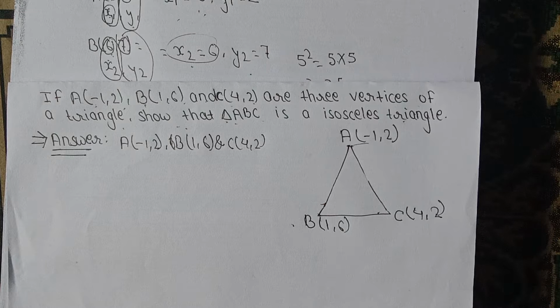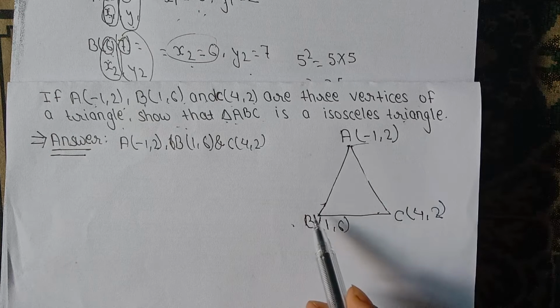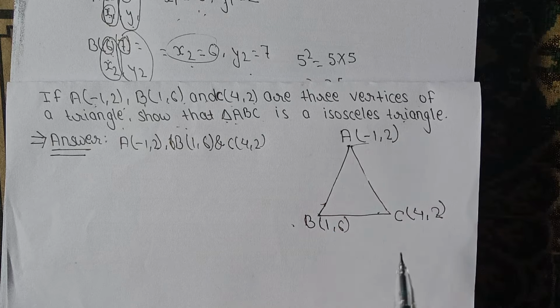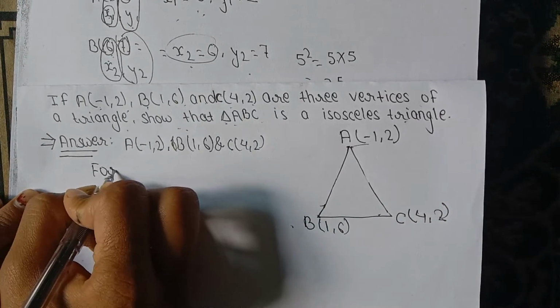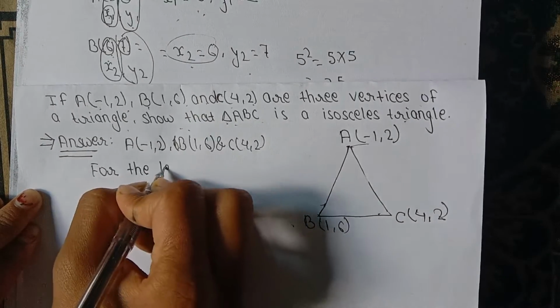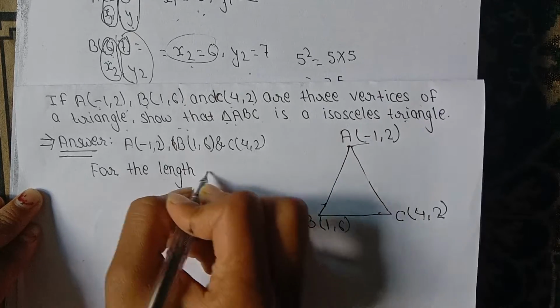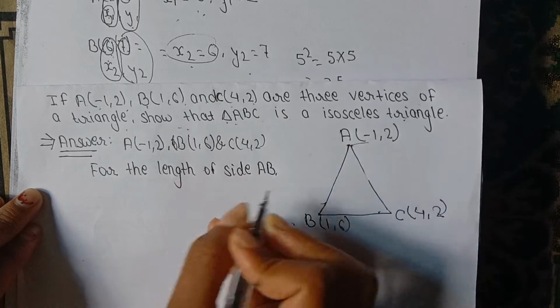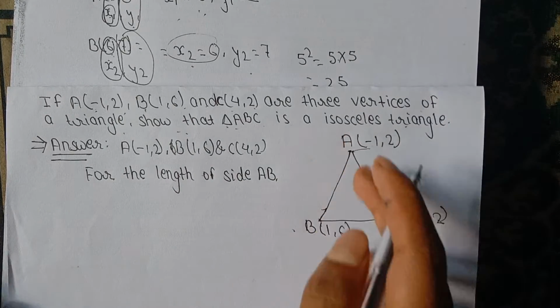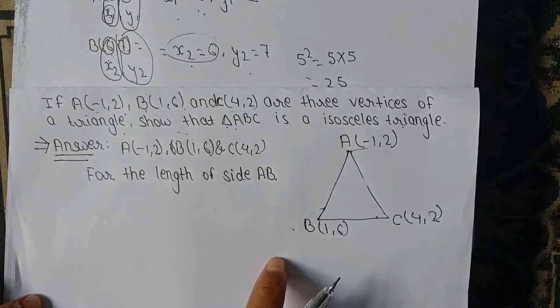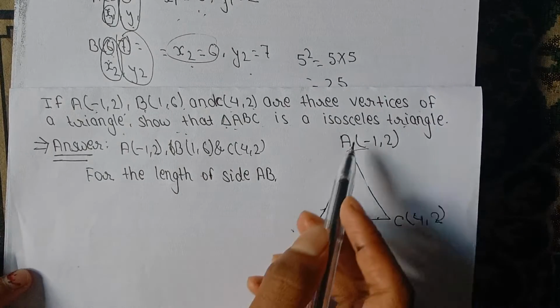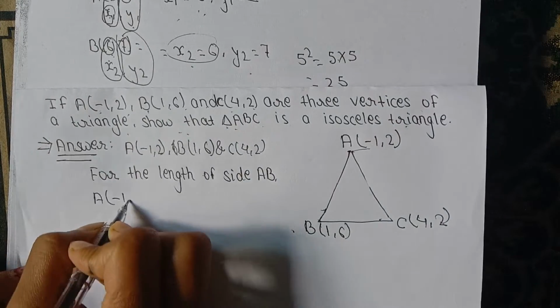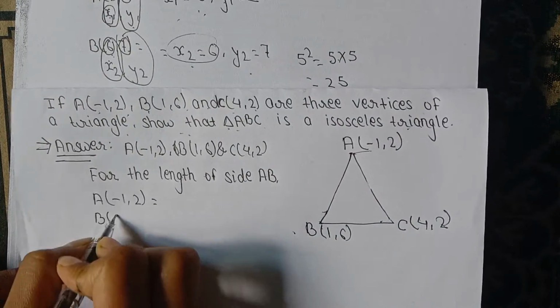After that, we have to find the distance of AB, from B to C, and from A to C. So first we have to find the length of side AB. You can also say the distance, but we are going to write length here because we have to find the length. So AB, A is minus 1 comma 2 and B is 1 comma 6.